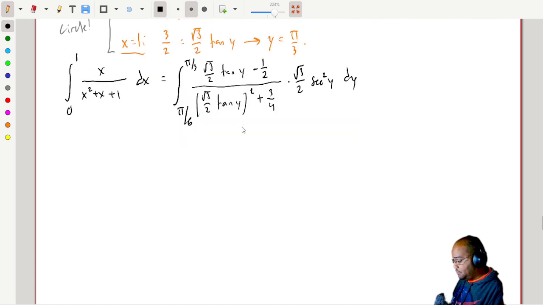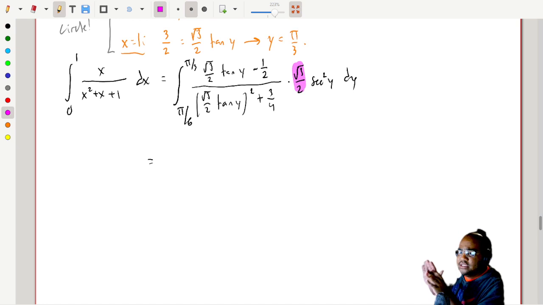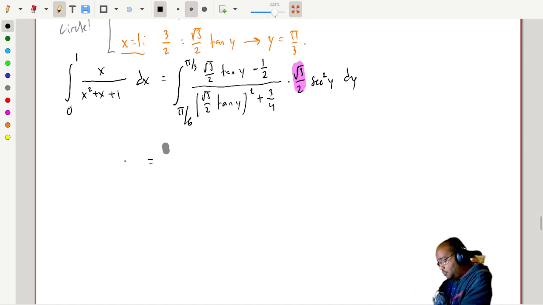All right, so we're getting somewhere. I still have plenty of page here. There's going to be a lot going on here. First off, this square root of 3 over 2 that I'm going to highlight in magenta, that's a constant, so I can go ahead and just shove that outside. So I have square root of 3 over 2 times this integral.